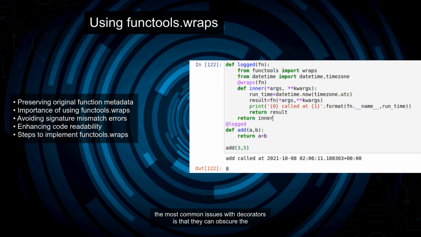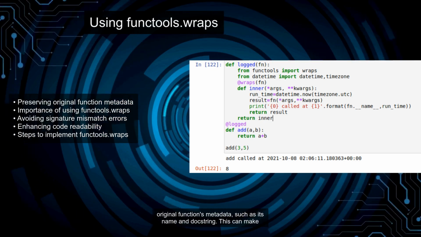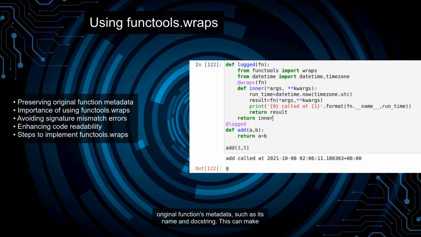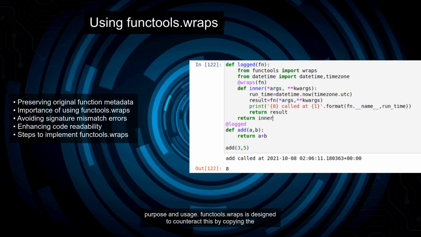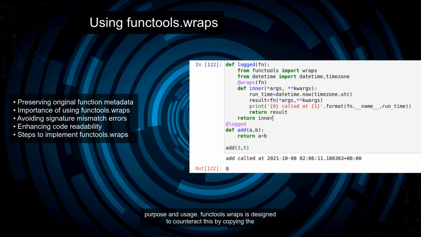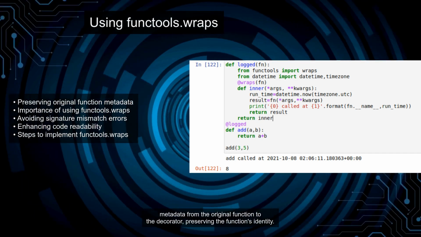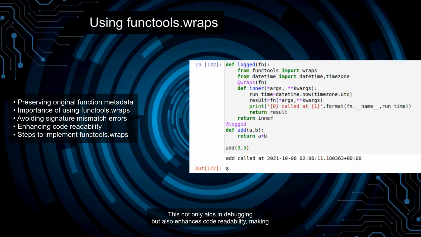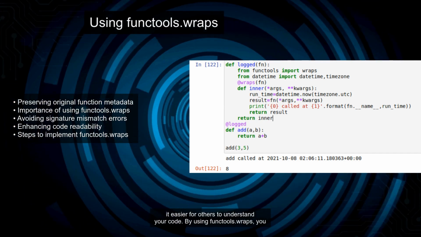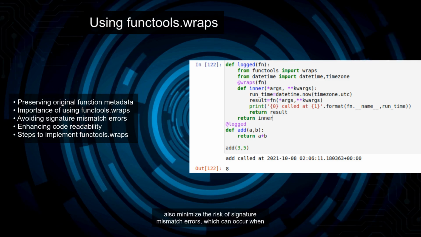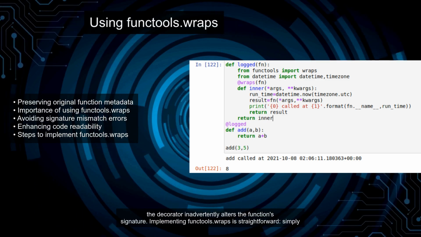A powerful tool in debugging decorators is the functools.wraps function. One of the most common issues with decorators is that they can obscure the original function's metadata, such as its name and docstring. This can make debugging particularly challenging, as it becomes difficult to trace the function's original purpose and usage. Functools.wraps is designed to counteract this by copying the metadata from the original function to the decorator, preserving the function's identity. This not only aids in debugging but also enhances code readability, making it easier for others to understand your code. By using functools.wraps, you also minimize the risk of signature mismatch errors, which can occur when the decorator inadvertently alters the function's signature.